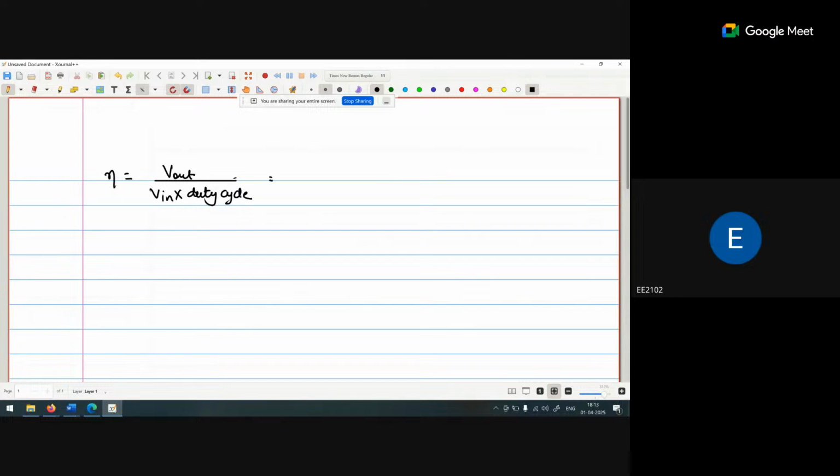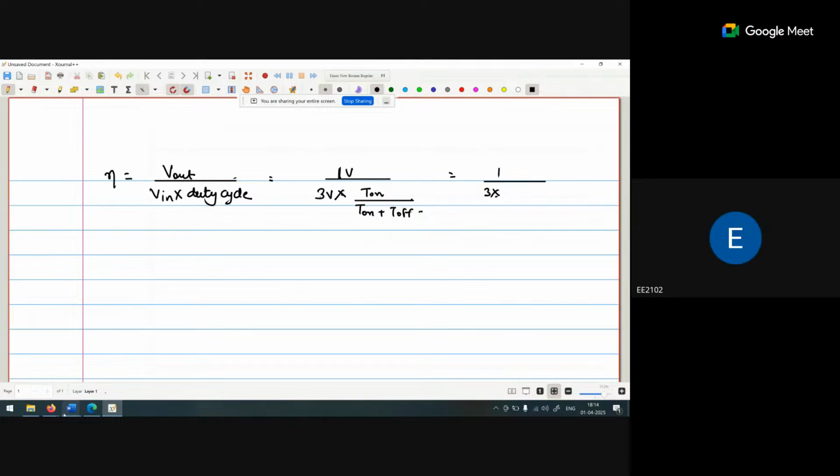Okay. What is the V out? V out is 1 volt. What upon V in? That is 3 volt, upon duty cycle. What is the duty cycle? Duty cycle is basically the T on time period divided by T on plus T off. So that is 1 divided by 3 into.